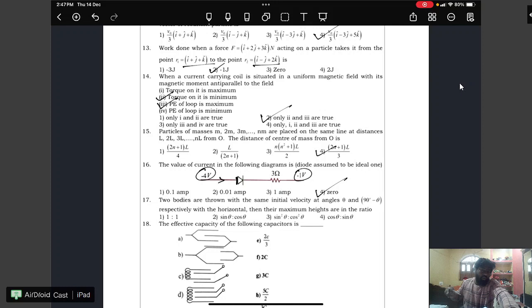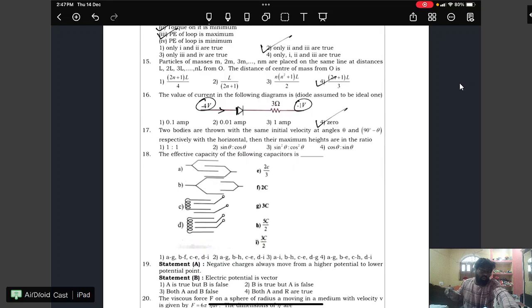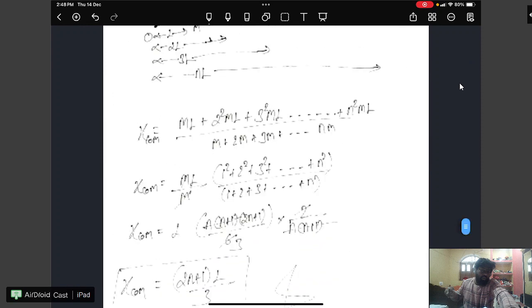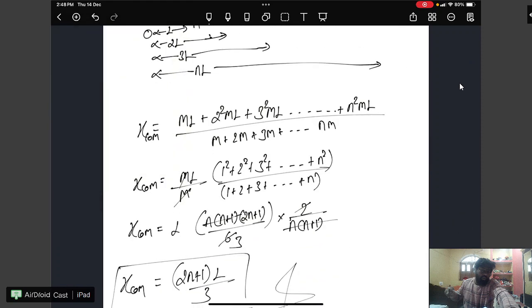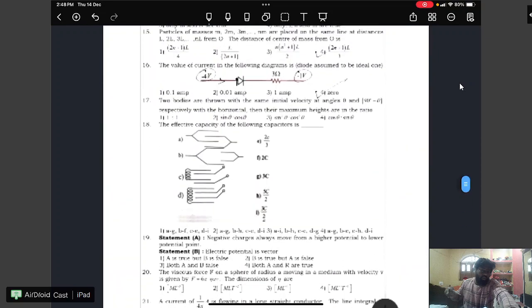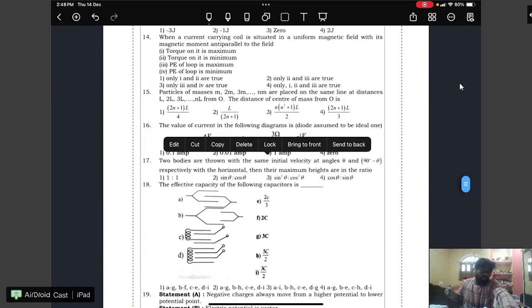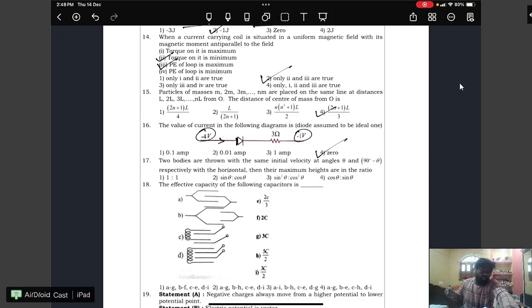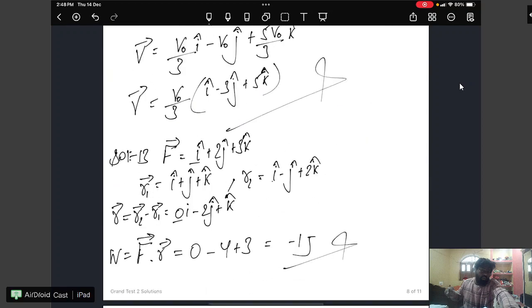Now question number 17. Two bodies are thrown with the same initial velocity at angle theta and 90 minus theta. One at angle theta, one at angle 90 minus theta. The speed is the same, the initial velocity is the same. Thrown with the same initial velocity at angles theta and 90 minus theta respectively with the horizontal, their maximum heights are in the ratio. We are talking about maximum height.